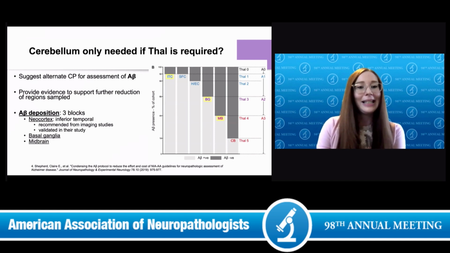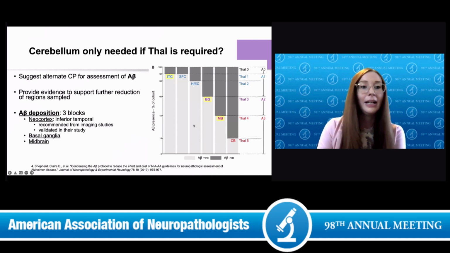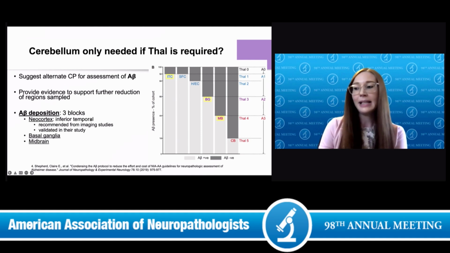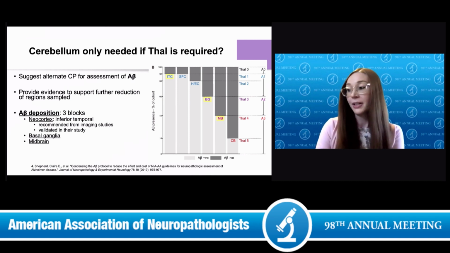Then in 2019, this publication came out from Claire Shepard, and this specifically suggested an alternative condensed protocol for the assessment of amyloid beta. And they provide evidence to support a further potential reduction of the regions sampled when assessing amyloid beta. And they specifically suggest for the neocortical assessment of amyloid beta looking at the inferior temporal cortex. And this is based on in vivo amyloid imaging, demonstrating that amyloid beta is most consistently found in the inferior temporal, anterior cingulate, and parietal opercular cortices.